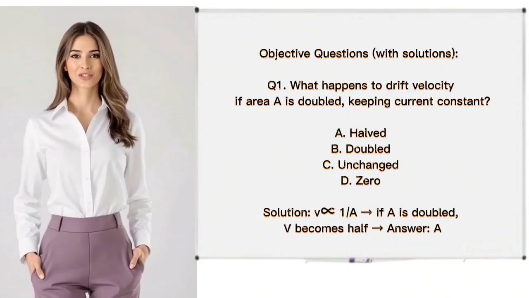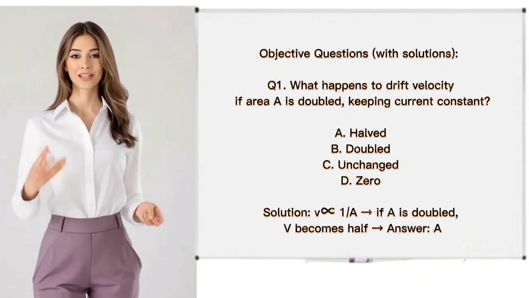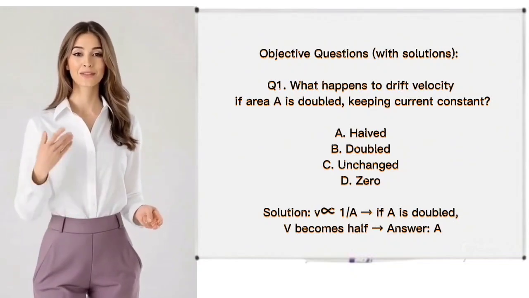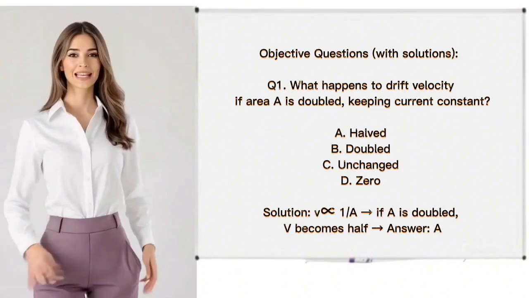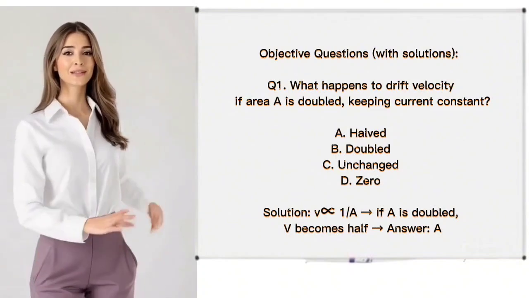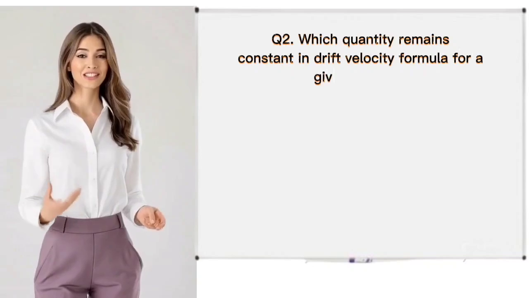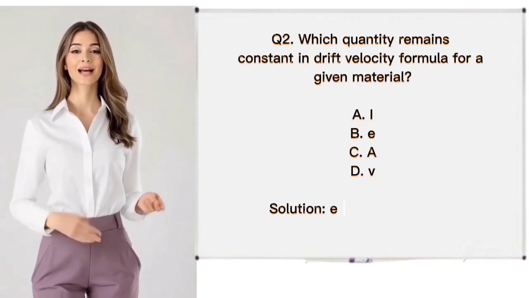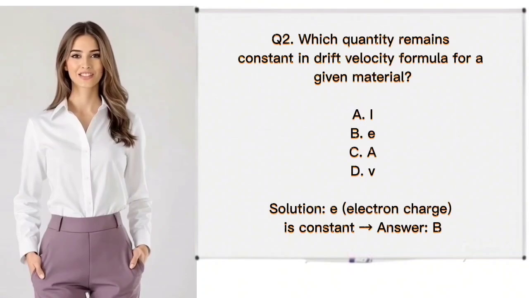Objective questions with solutions. Q1. What happens to drift velocity if area A is doubled, keeping current constant? A. halved, B. doubled, C. unchanged, D. zero. Solution: v is proportional to 1/A. If A is doubled, v becomes half. Answer A. Q2. Which quantity remains constant in drift velocity formula for a given material? Solution: electron charge e is constant. Answer B.